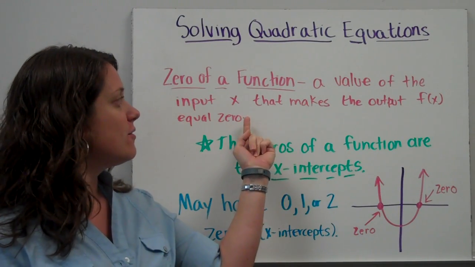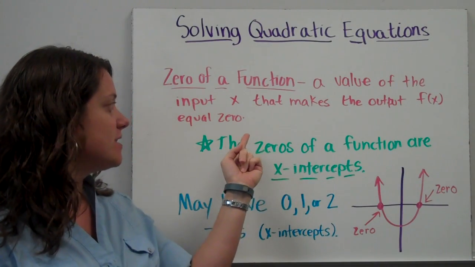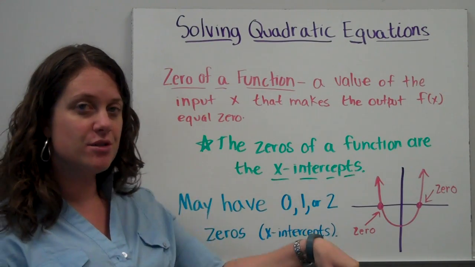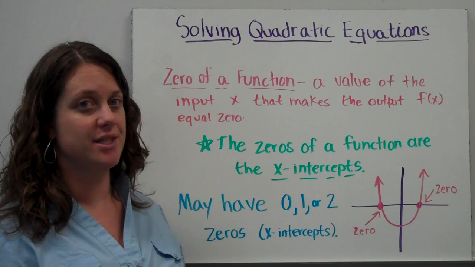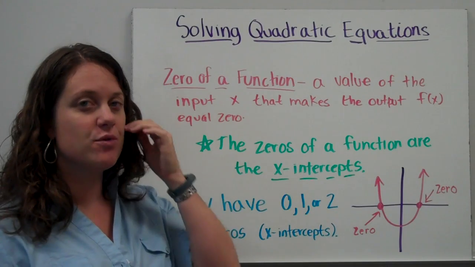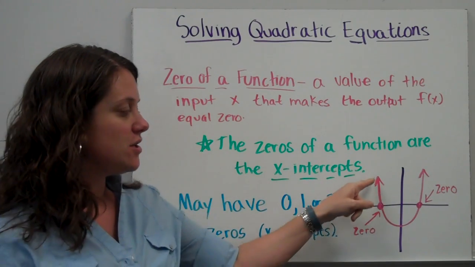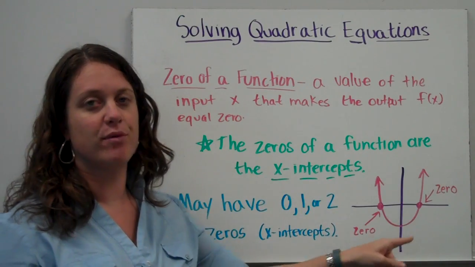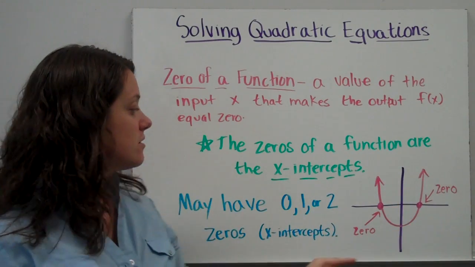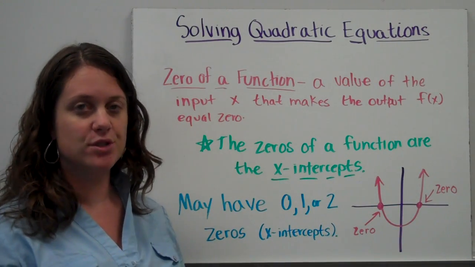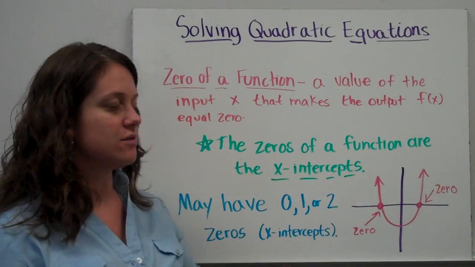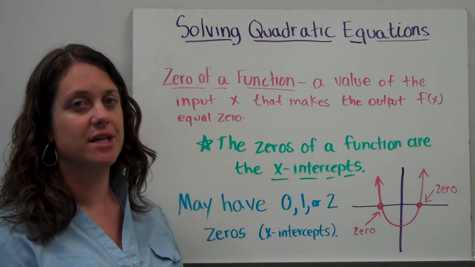Well, it's a value of the input x that makes the output f of x equal 0. In other words, it's a number that if you put it into the equation as x, your answer should be 0. So the zeros of a function are actually the x-intercepts. If you were to graph a quadratic function, you should know from last year that quadratic functions make parabolas, and that the parabolas can have up to 2 x-intercepts. So it could have 0, it could have 1, or it could have 2. Most often, it has 2, and those are the zeros. So that's what values you could plug in for x that would give 0.